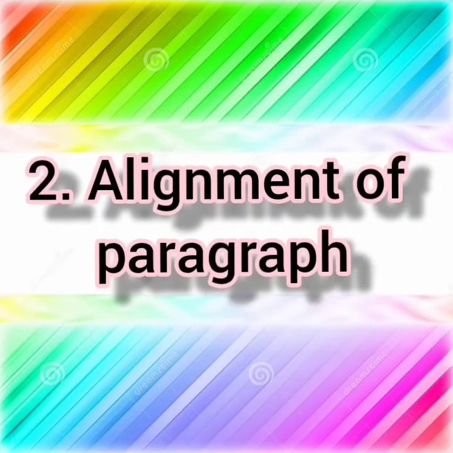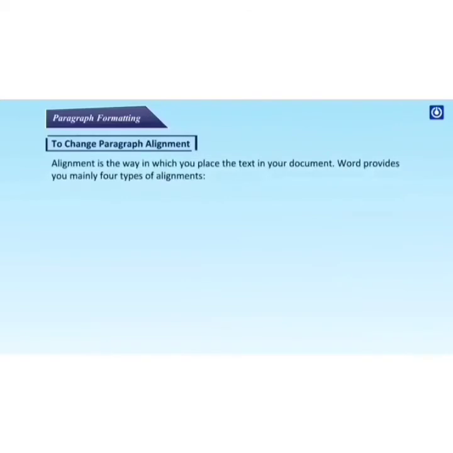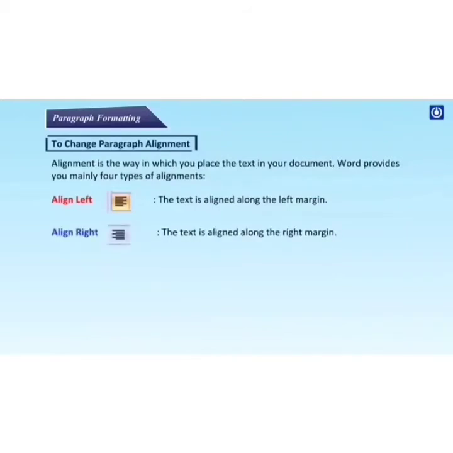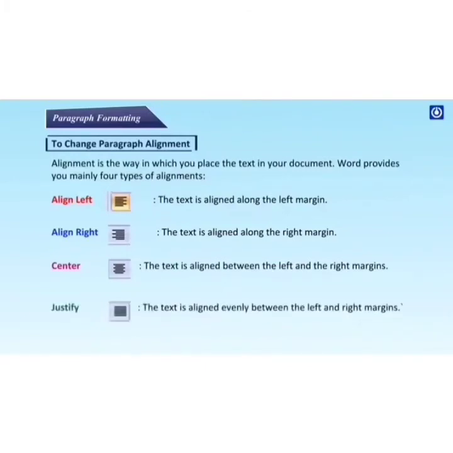Second thing is alignment of paragraph. So to change paragraph alignment, alignment is the way in which you place the text in your document. Word provides you mainly 4 types of alignment. First is align left. The text is aligned along the left margin. Align right. The text is aligned along the right margin. Center. The text is aligned between the left and right margins. Justify. The text is aligned evenly between the left and right margin.